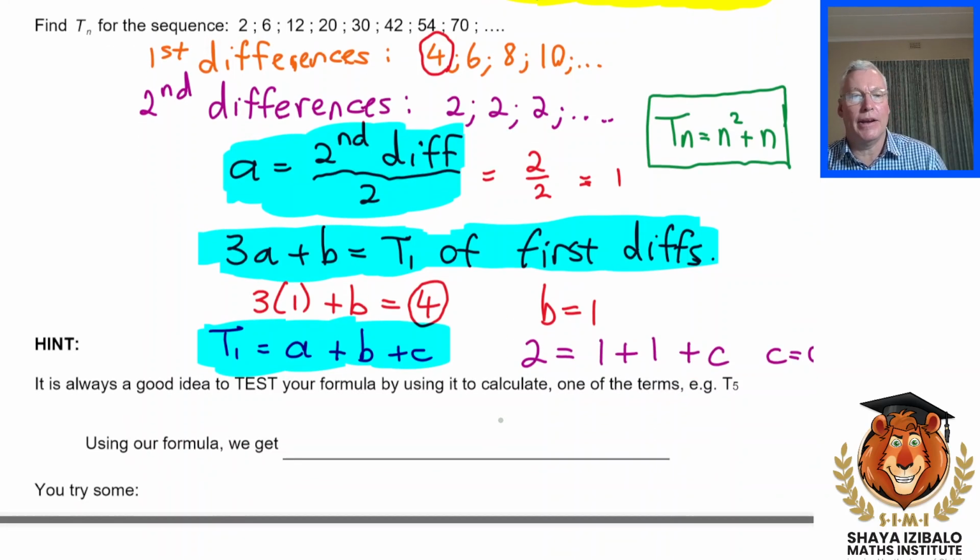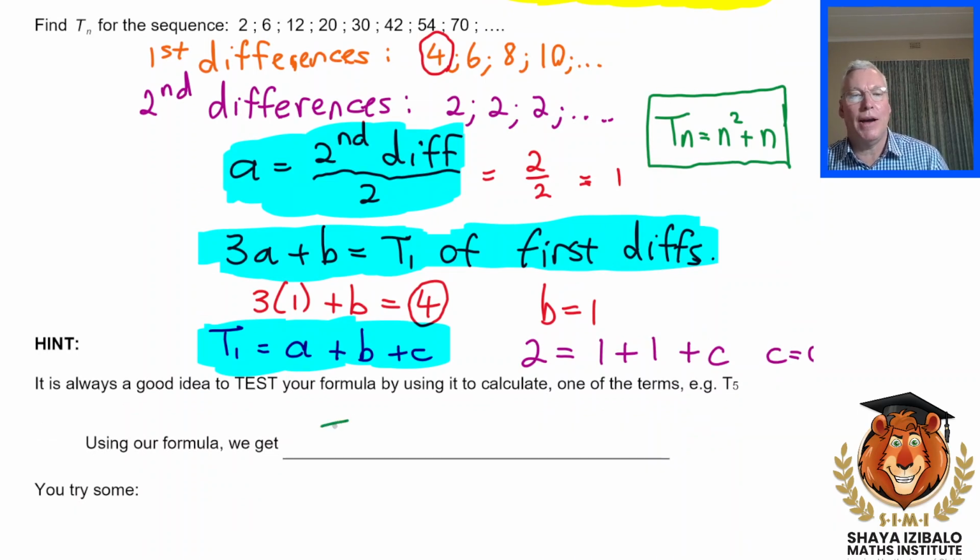Let's test it, okay? And it tells us at the bottom here. Let's test it. If we put 5 into our formula, T5 would be 5 squared using our formula plus 5. According to our formula, T5 would be 25 plus 5, it would be 30. Let's just check. 1, 2, 3, 4, 5. Halala. Bingo. Laduma. All right.